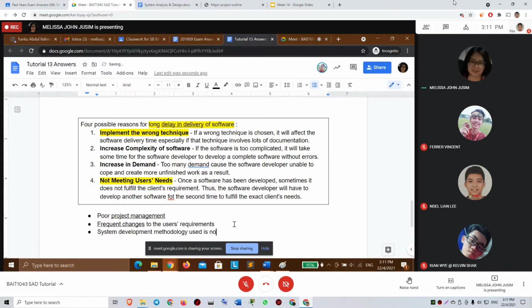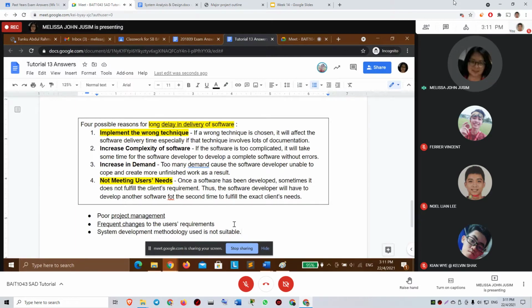Use is not suitable for that particular project. But if, say, the project must be completed in 3 months, you should not use SDLC, the traditional model. You should go for RAD.